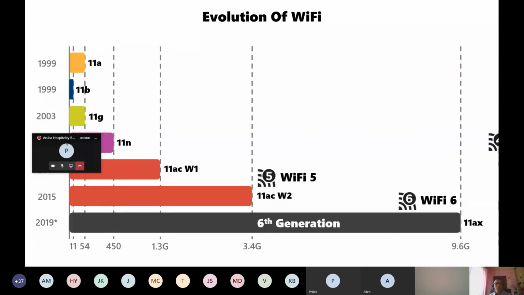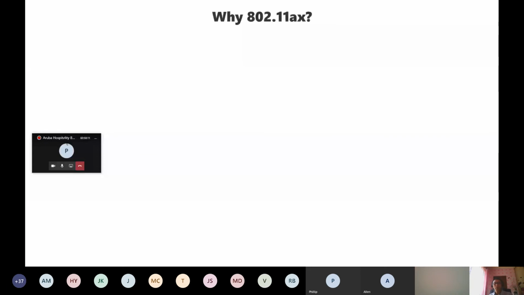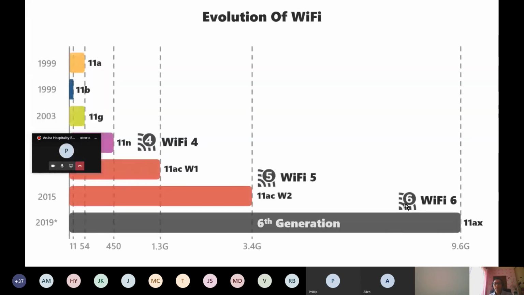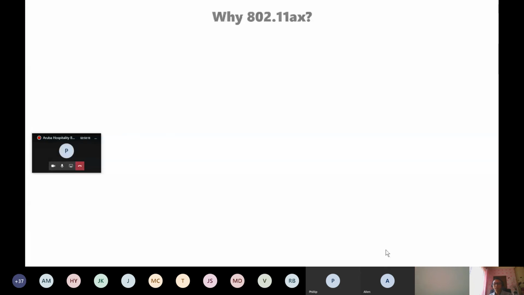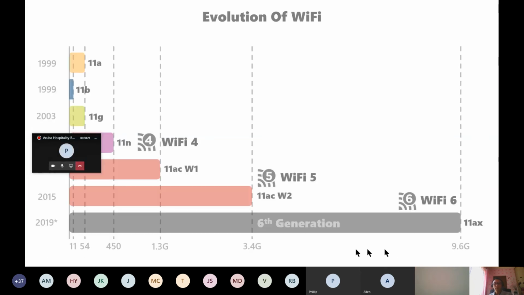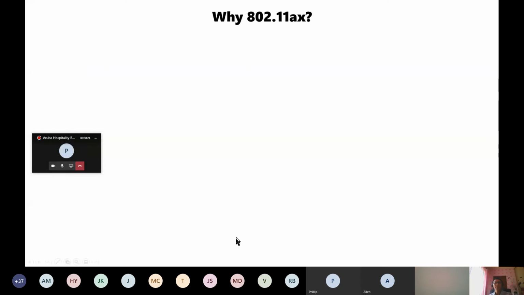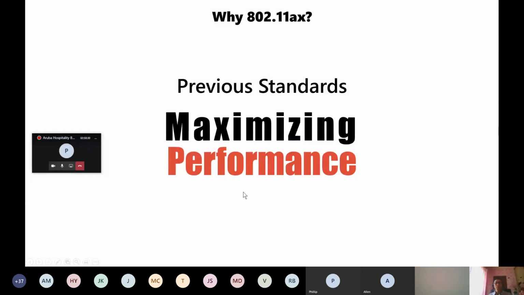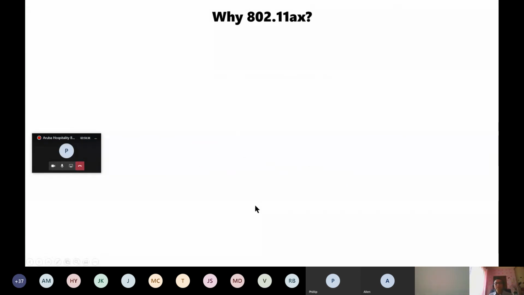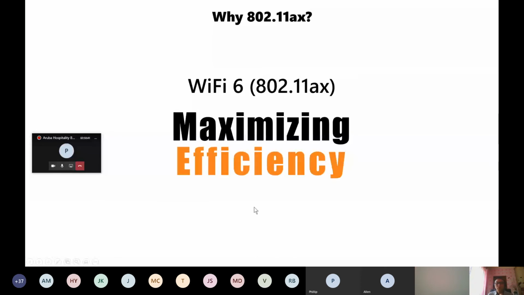And Wi-Fi 6 is the 6th generation. You'll notice that with Wi-Fi 6, we were hitting 9.6 gig. If you're looking at Wi-Fi 5, which is 11ac, that's 3.4 gig. So what is the rationale behind 11ax? In the previous standards, the focus had been on maximizing performance. However, with 11ax or Wi-Fi 6, the focus now shifts to maximizing efficiency. And that is where you see a lot of terms like HE coming in, high efficiency.